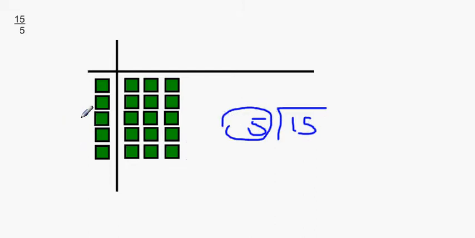Our 5, which is my divisor, is out here. My dividend, which is my 15, is inside my two pieces of my division question. So there's my two pieces. And my answer, which is my quotient, is going to be found up here. So we're going to set it up the same way that we've done before.